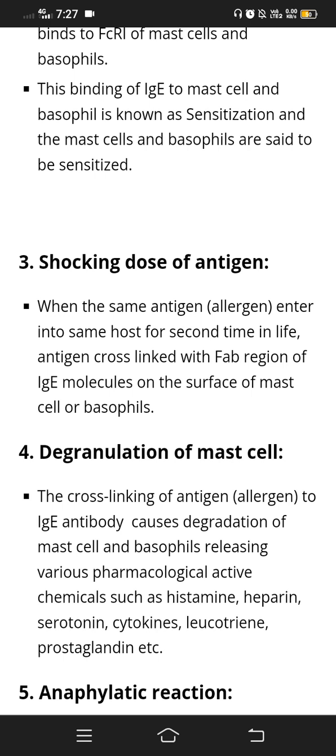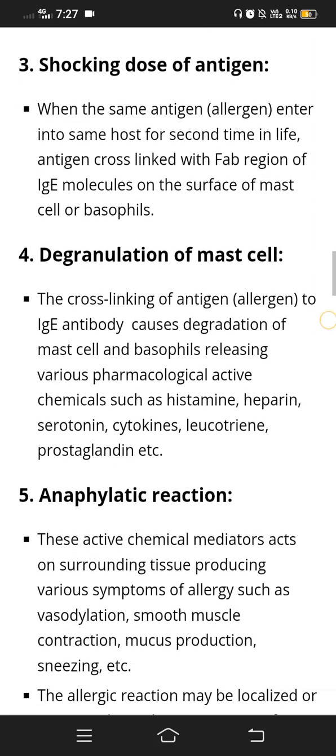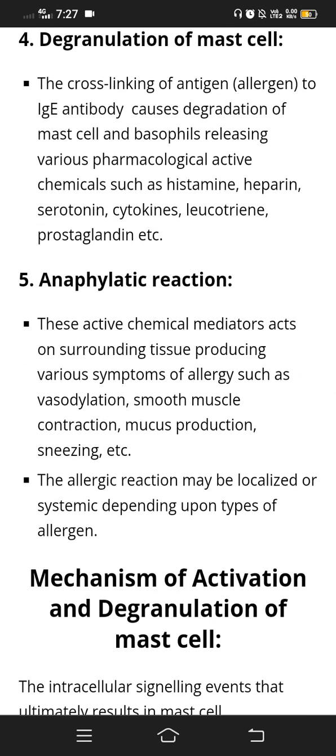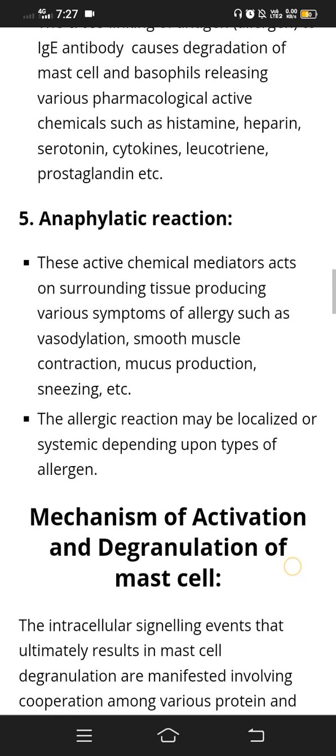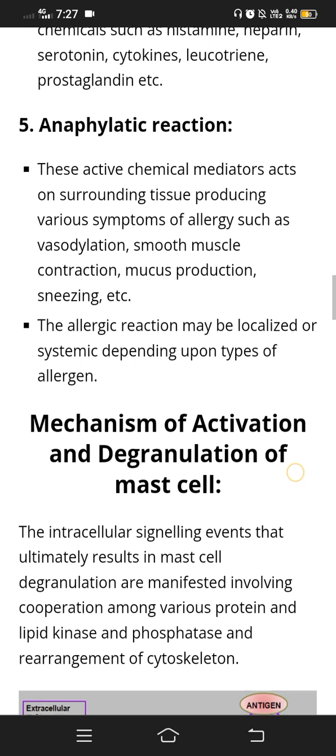The cross-linking of antigen or allergen to IgE antibody causes degranulation of mast cells and basophils, releasing various pharmacologically active chemicals such as histamine, heparin, serotonin, cytokine, leukotriene, prostaglandin, etc. Anaphylactic reaction. These active chemical mediators act on surrounding tissue, producing various symptoms of allergy such as vasodilation, smooth muscle contraction, mucus production, sneezing, etc. The allergic reaction may be localized or systemic depending upon the types of allergy.